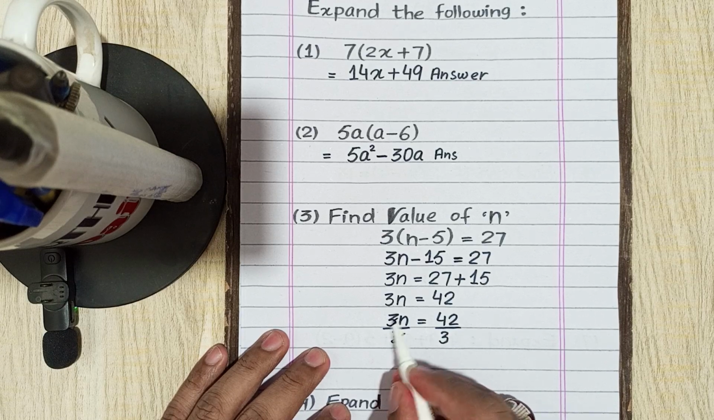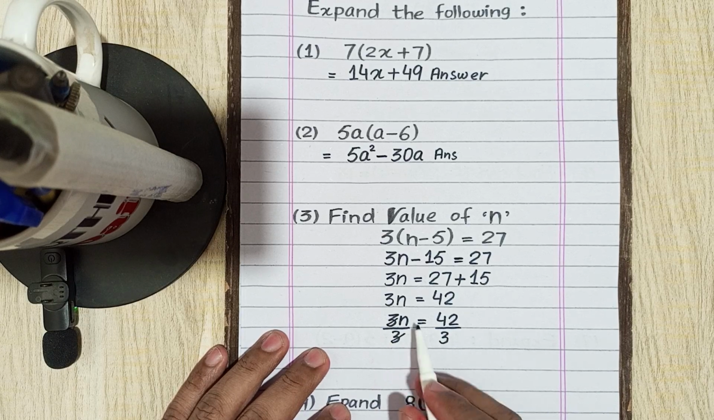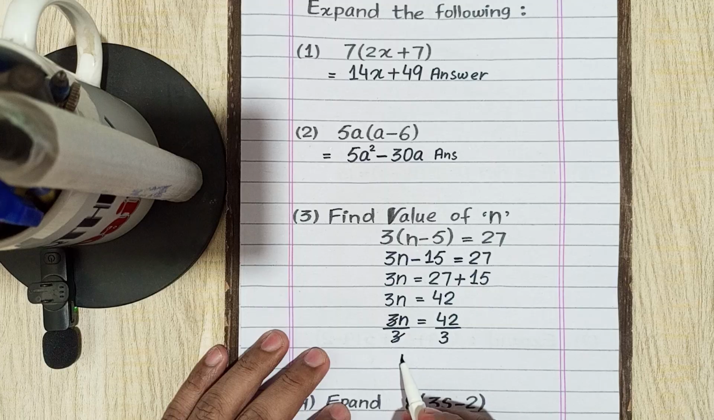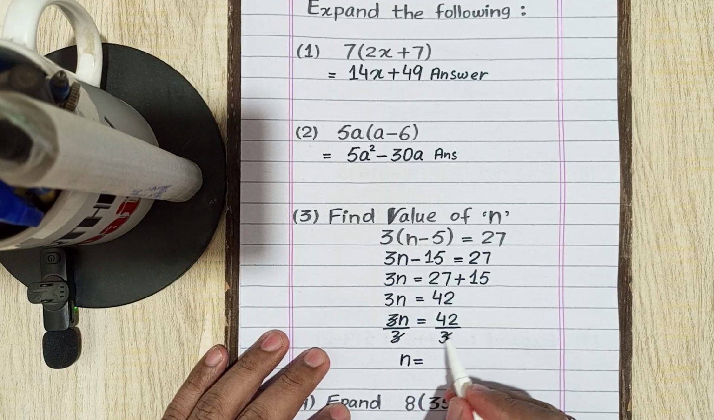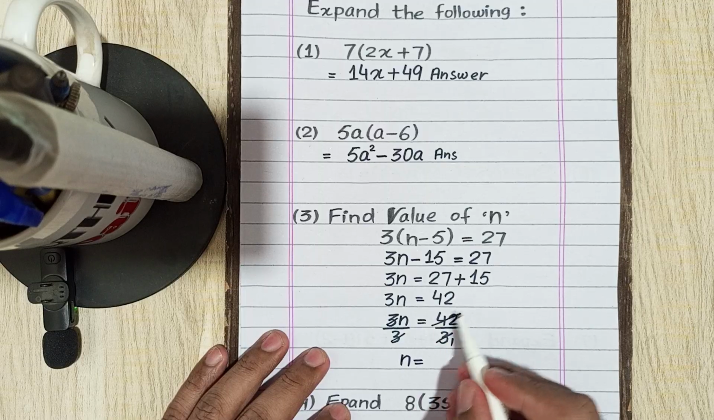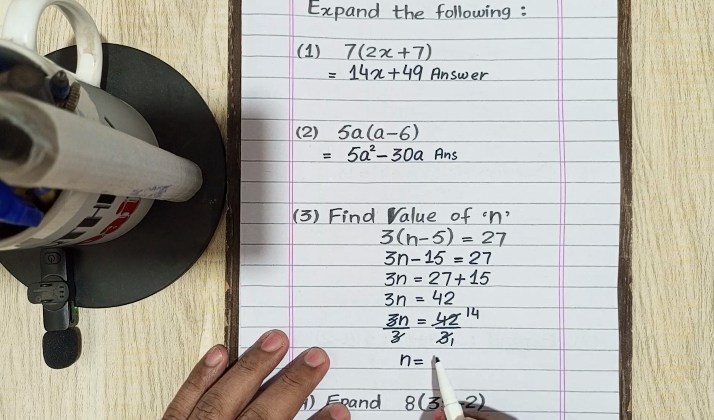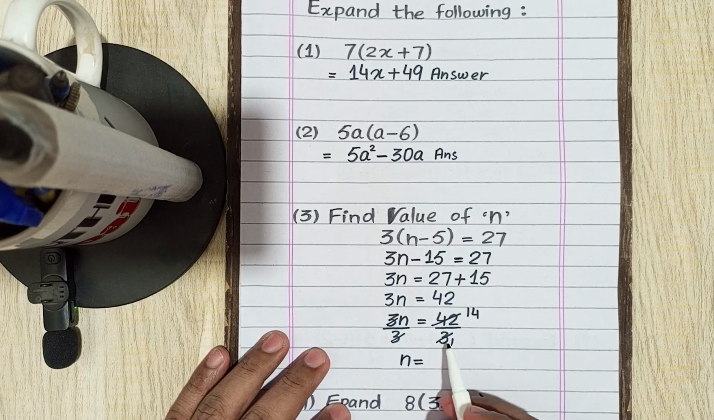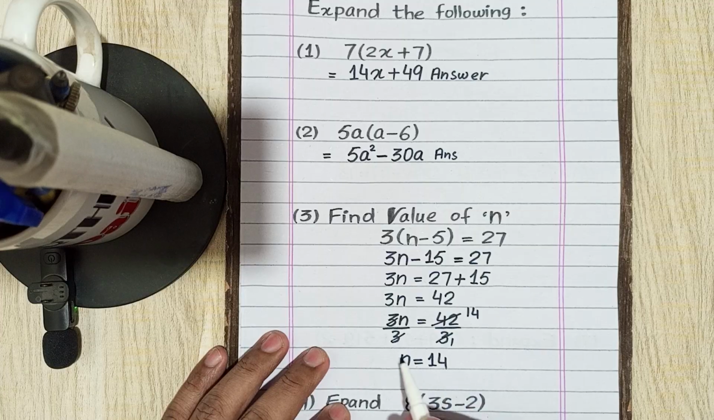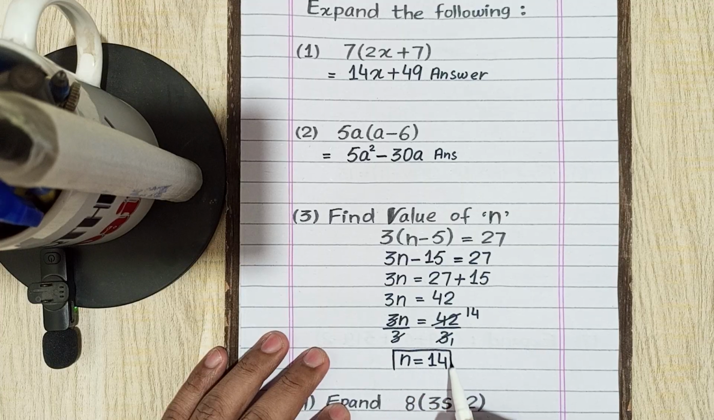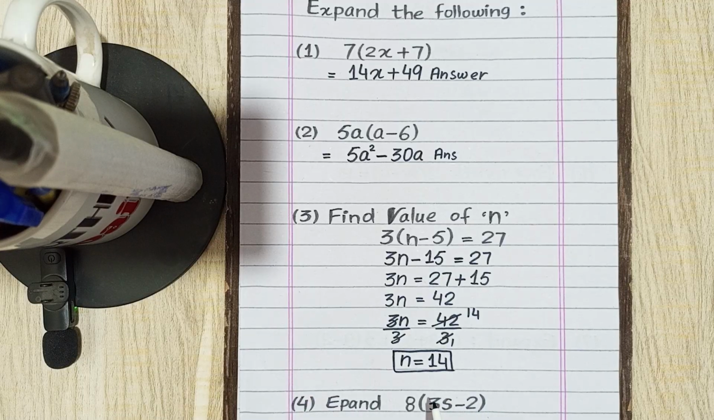So we cancel out this 3, and here we have n as it is. So here we have 3 1s are 3 and 3 1s are 3, 1 carry. So 3 4s are 12. So if we divide 42 by 3, then we have 14. So the value of n is equal to 14. So this is our final answer. I hope you got it.